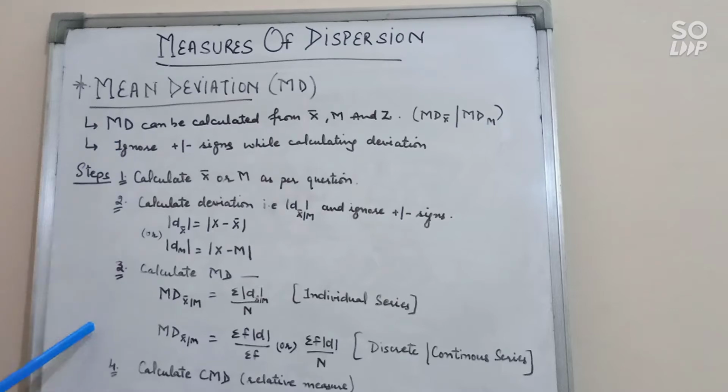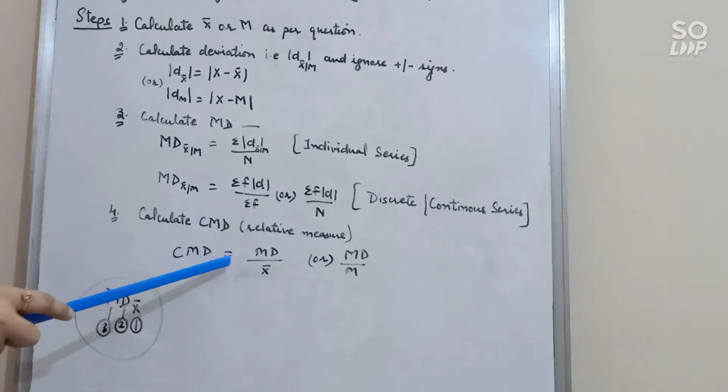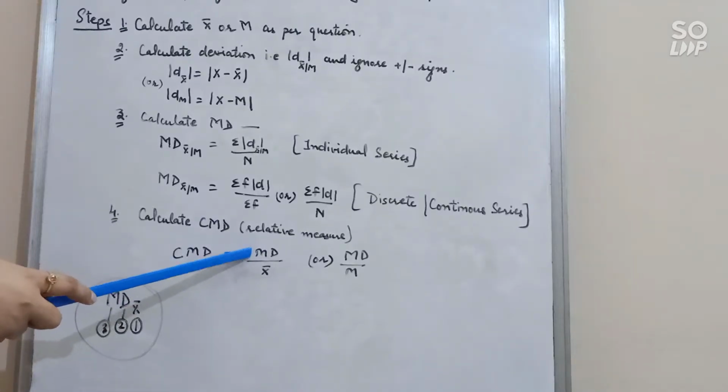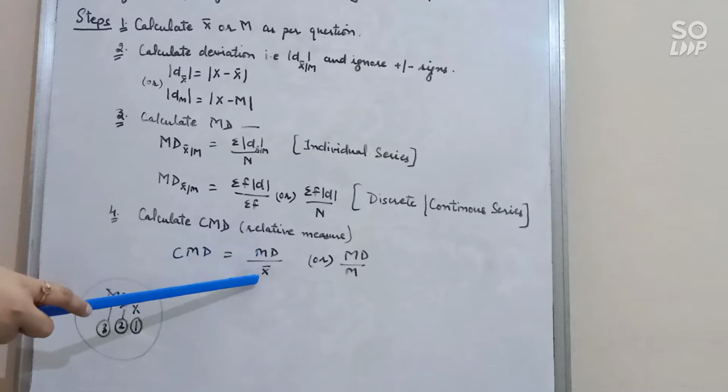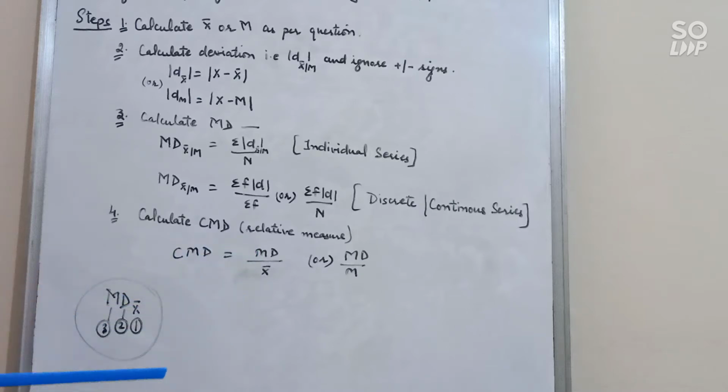After calculating these three, as I have already discussed, we have absolute measure and relative measure. Mean deviation is an absolute measure, and if you want to find out the relative measure of mean deviation, that is the coefficient of mean deviation, then the formula is CMD is equal to MD, mean deviation, divided by mean if you have calculated mean deviation from mean. If you have calculated mean deviation from median, then you divide by median. So you just divide mean deviation by mean or median as per the question.